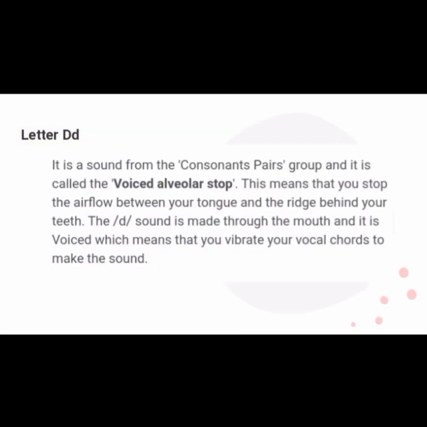Now let us proceed to letter D. D is a sound from the consonant pairs group, and it is called voiced. This means that you stop the airflow between your tongue and the ridge behind your teeth. The D sound is made through the mouth and it is voiced, which means that you vibrate your vocal cords to make the sound. For example, the sound D, D.